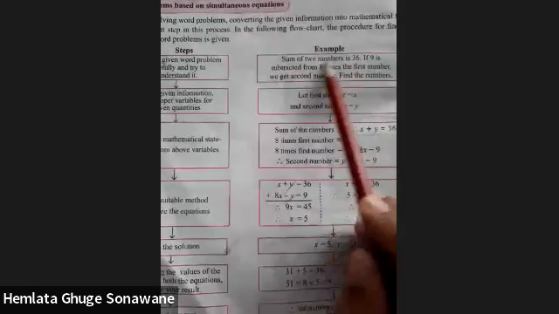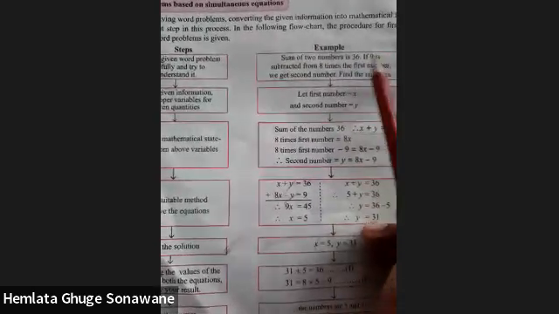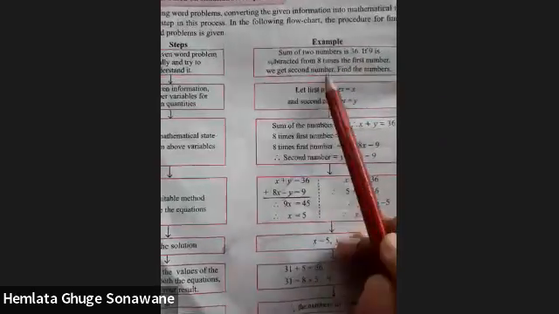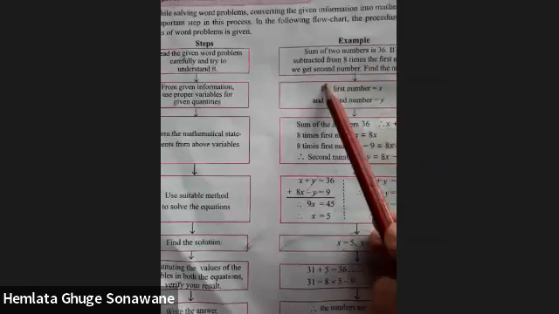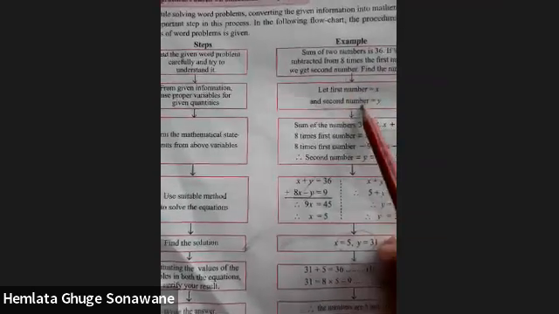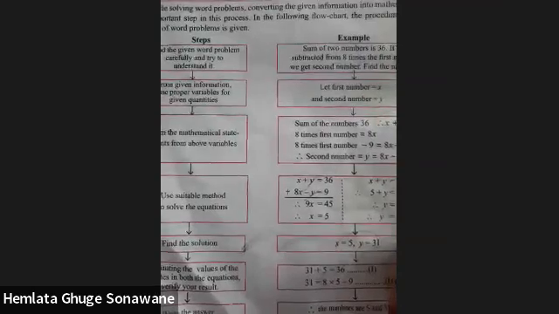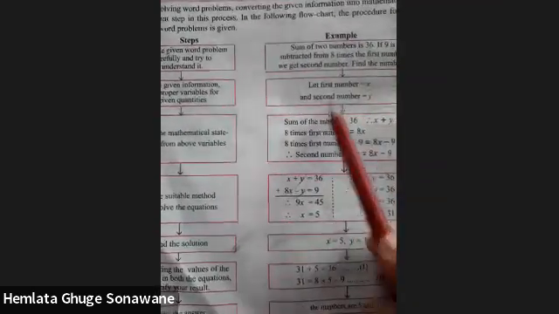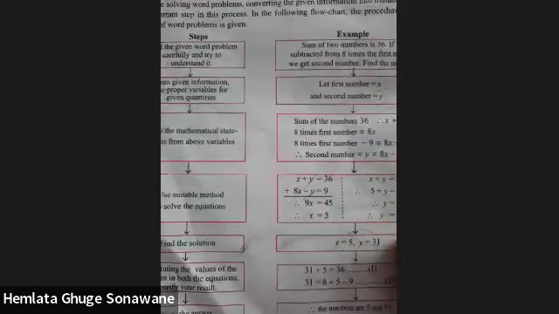For example, here it is said that the sum of two numbers is 36. If 9 is subtracted from 8 times the first number, we get the second number. Find the numbers. So here we need to consider the first number and second number as variables. Here the first number is x and the second number is y.